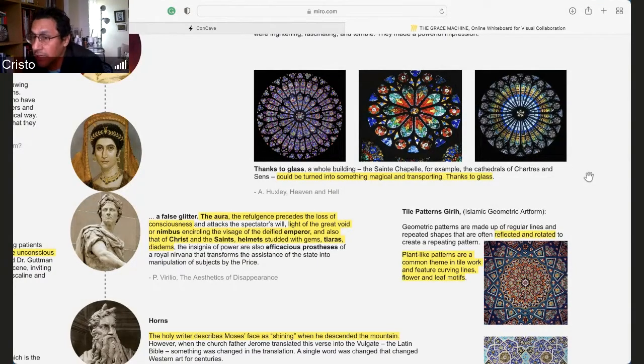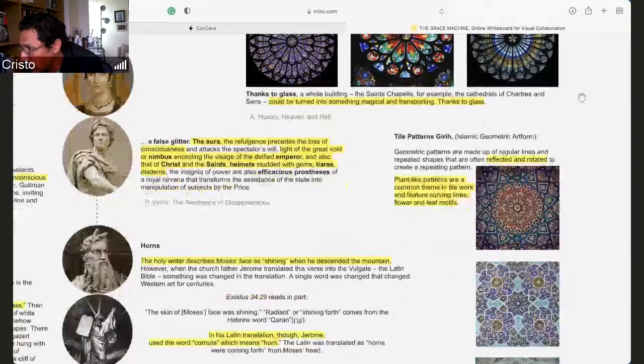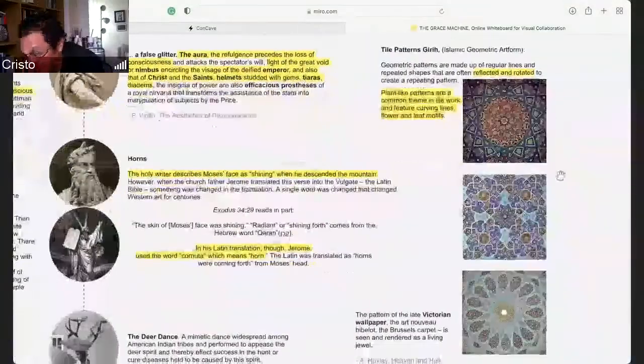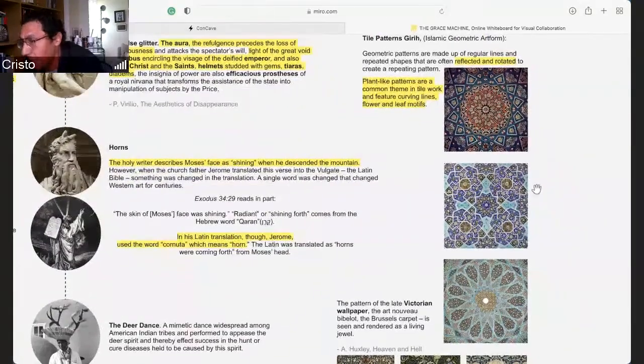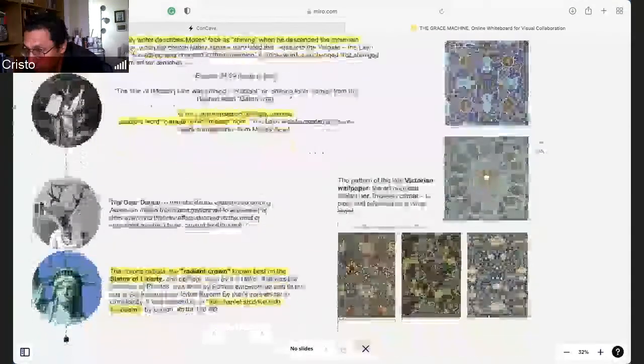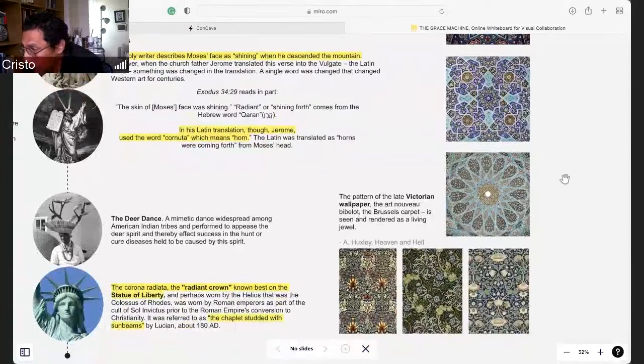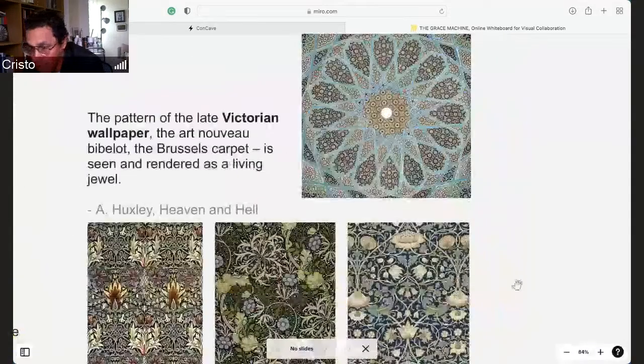Which brings us to the Islamic geometric art, from the tile patterns of Jiri, right? These geometric patterns are made of regular lines and repeated shapes that are often reflected and rotated to create these repeating patterns. Plant-like patterns are a common theme in the tile work and feature curving lines, flowers, and leaf motifs, very close to the wallpapers of William Morris, for example.